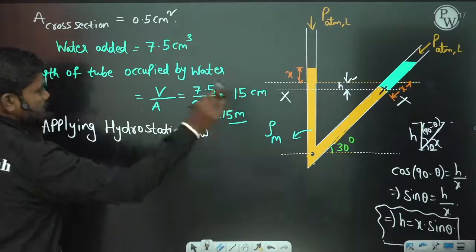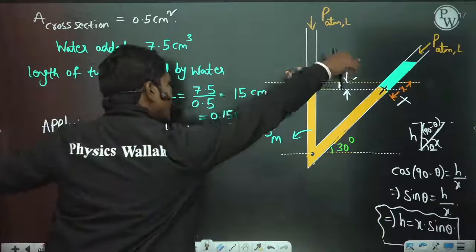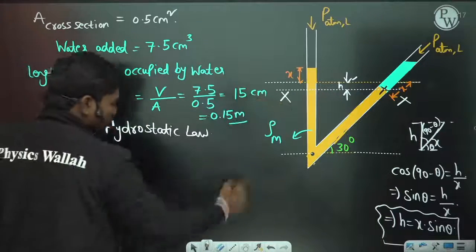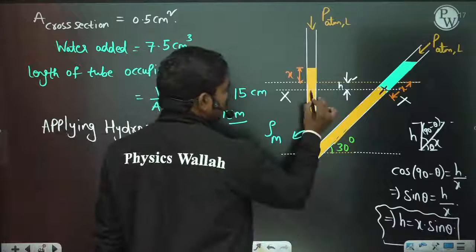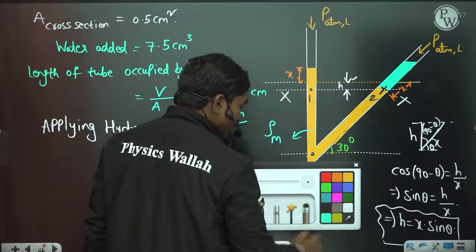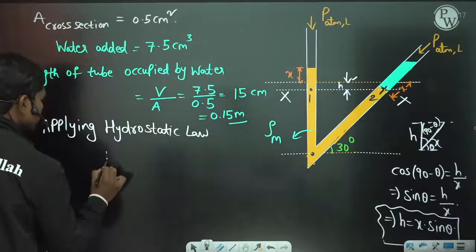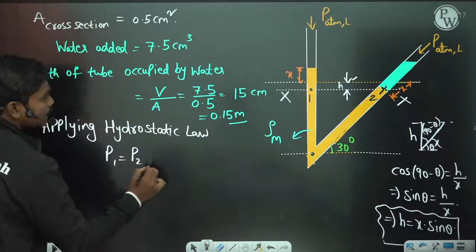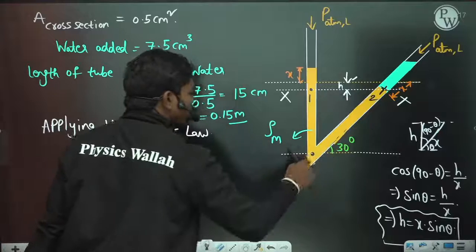So now let us check the things. PATM and PATM, so left limb. Let us write the pressures at these two locations. This is location 1 and this is location 2, for example. So P1 and P2 should be same, because they are on the same horizontal line of the same static fluid.